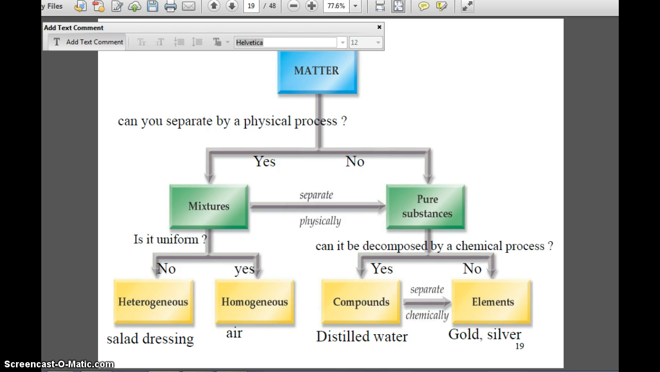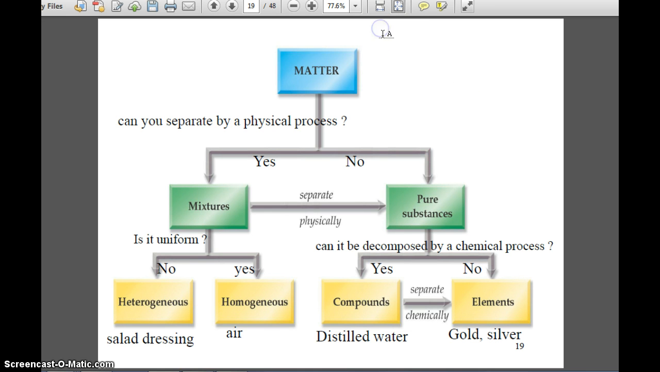All right. So this is to just summarize what I have been saying in the last couple of minutes. Matter can be a mixture or a pure substance. If you think that it is separable by physical means, you'll call it a mixture. If not, you'll call it a pure substance. If it's uniform, that would mean it's a homogeneous mixture, such as air. On the other hand, if it's heterogeneous, such as salad dressing, you're going to say that it is a heterogeneous mixture, where it will be non-uniform. And pure substances, if they are decomposed by a chemical process, you're going to say that it's a compound. If not, you're going to say it is an element.